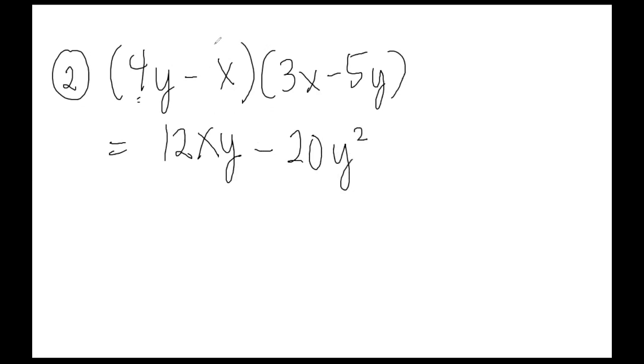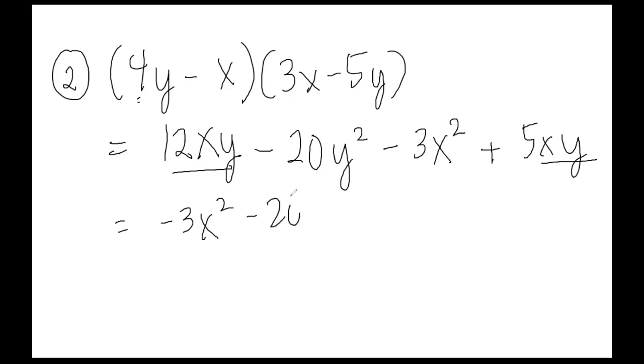Okay, inner terms, negative x times 3x. So that's negative 3x, 1 plus 1, squared. Lastly, yung last terms natin, negative x times negative 5y, sorry, that's equal to positive 5xy. Okay, so ano yung like terms natin dito? This one and this one. So pwede natin silang i-add. But first, let's copy this one. Negative 3x squared minus 20y squared.